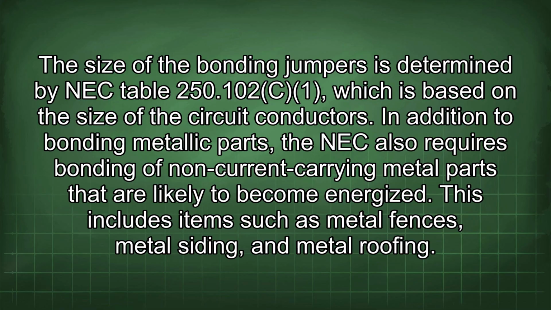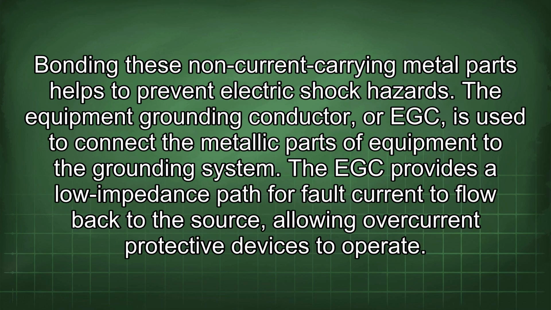In addition to bonding metallic parts, the NEC also requires bonding of non-current carrying metal parts that are likely to become energized. This includes items such as metal fences, metal siding, and metal roofing. Bonding these non-current carrying metal parts helps to prevent electric shock hazards.